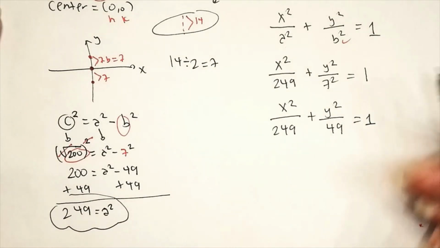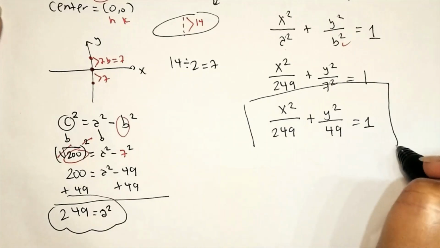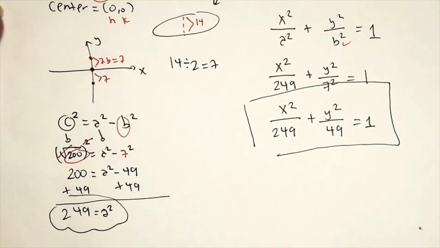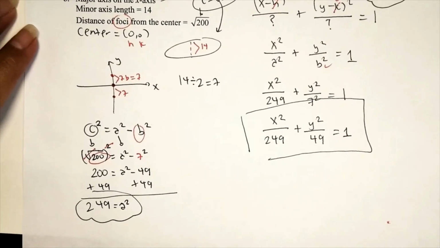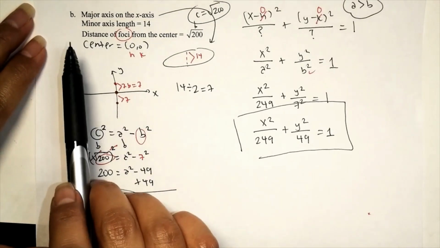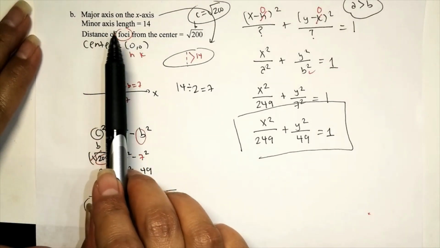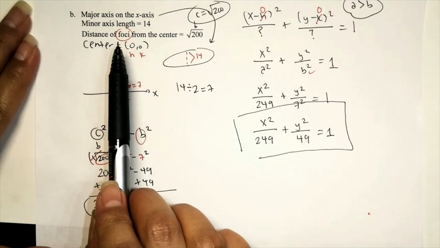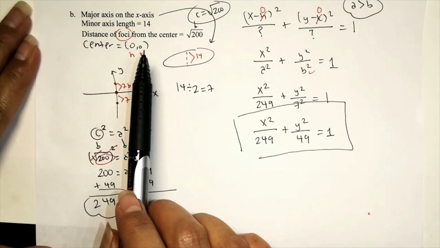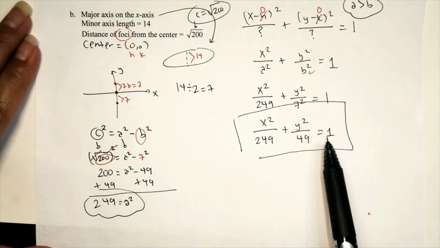Okay guys, so we were asked to find the equation of the ellipse centered at the origin, and in this case, what's so special about the ellipse? We needed to have the major axis on the x-axis, minor axis length of 14, and distance of foci from the center equals square root of 200. We have it in that form, so we're good to go.